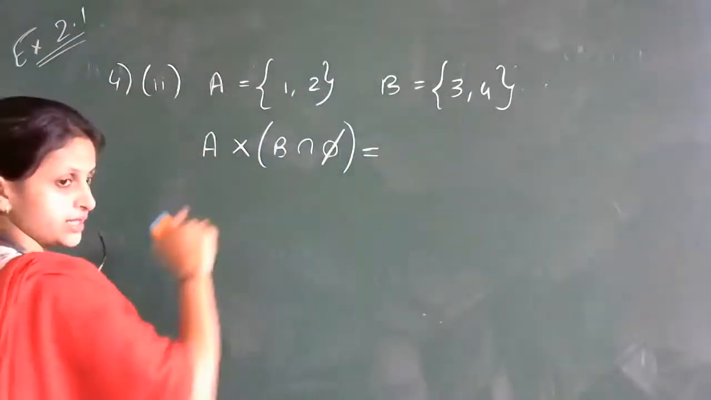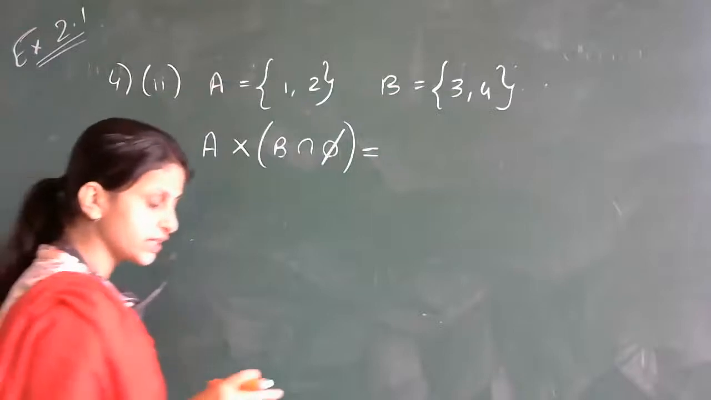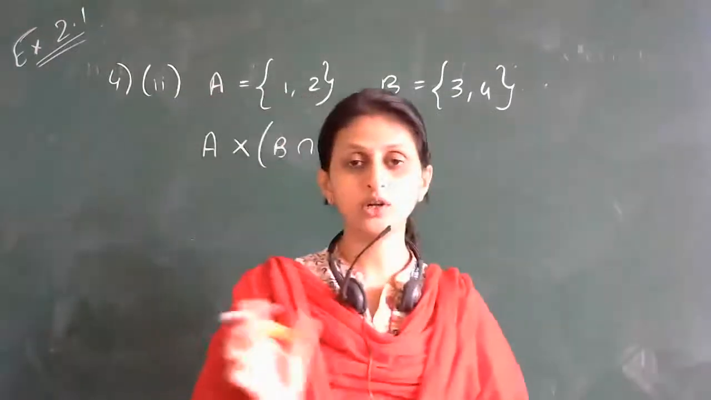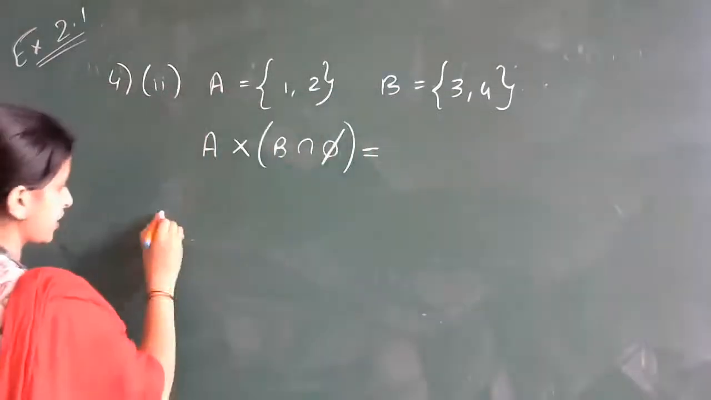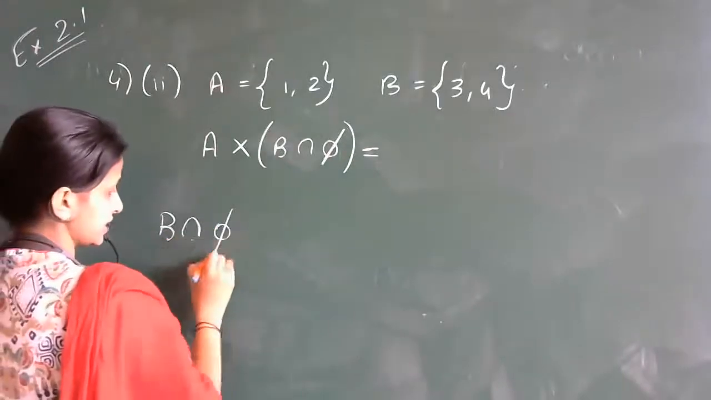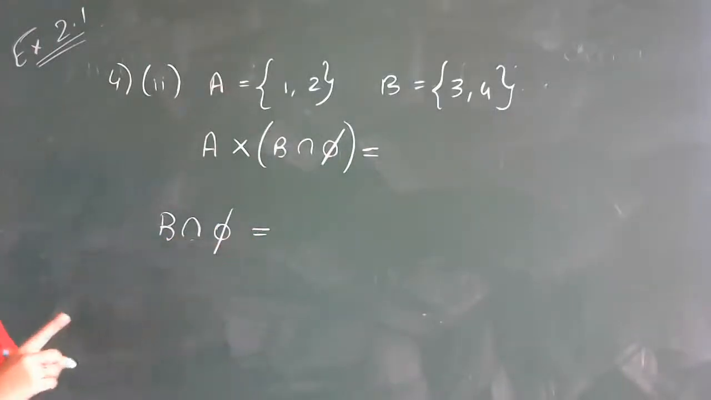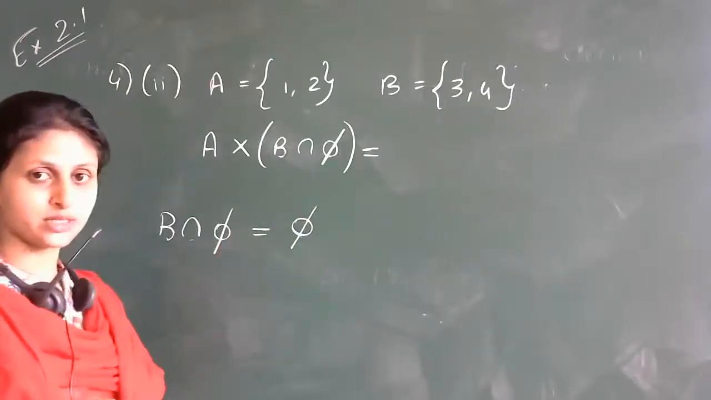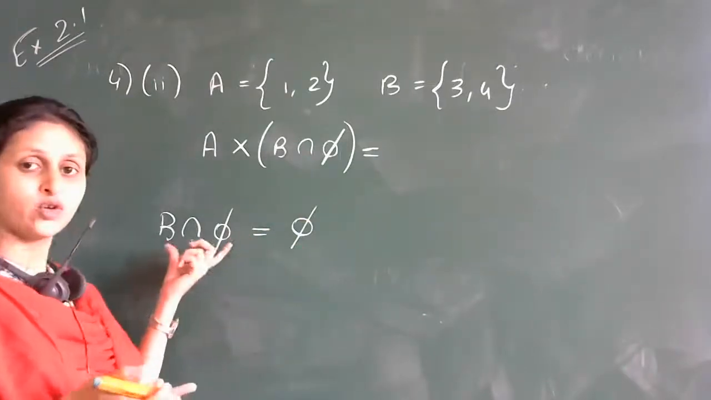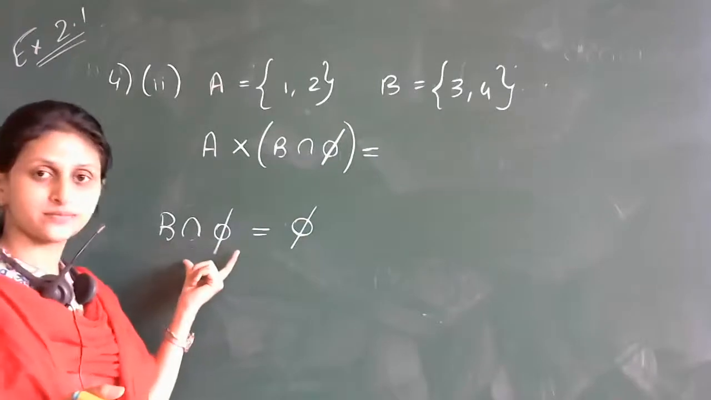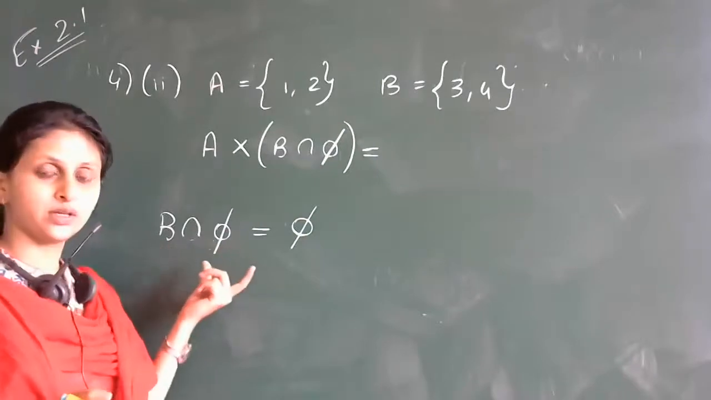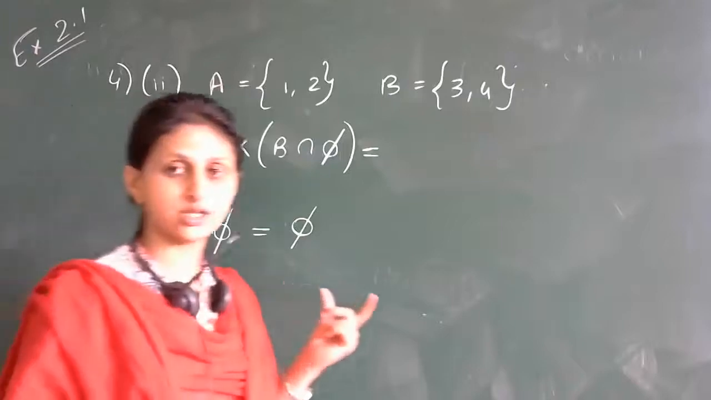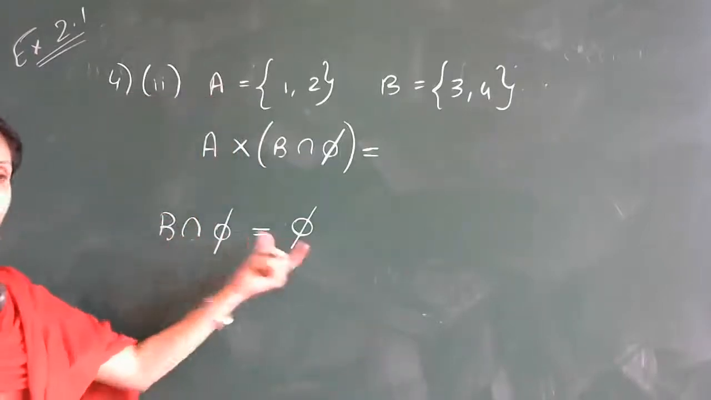B intersection null set. If you take the intersection of any set with an empty set, what will you get? We have studied this in the properties, okay? Any set intersecting the null set will be equal to what? Null set, right? Because in the null set we do not have any elements. So there are no elements common in both these sets, the null set and any set B. So B intersection null set will be the null set.